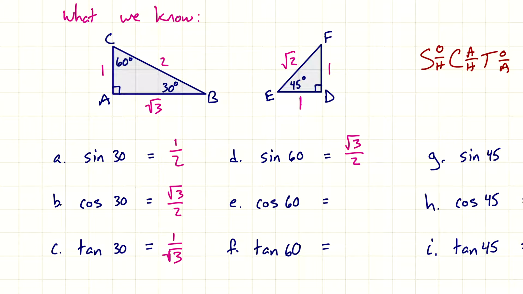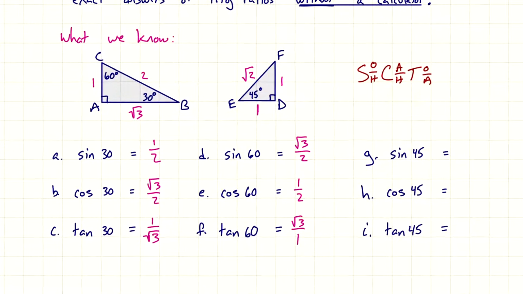And then we're going to do cosine of 60. So we're looking at adjacent and hypotenuse. All right, so that's going to be 1 over 2. And then tangent of 60 is going to be square root of 3 over 1.